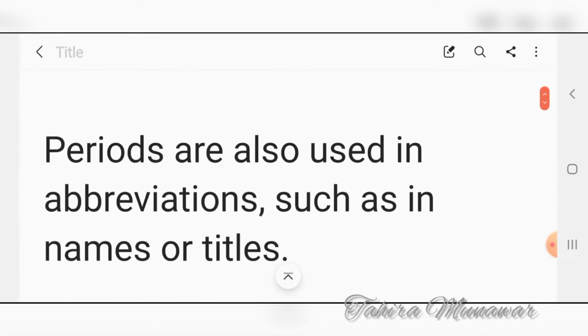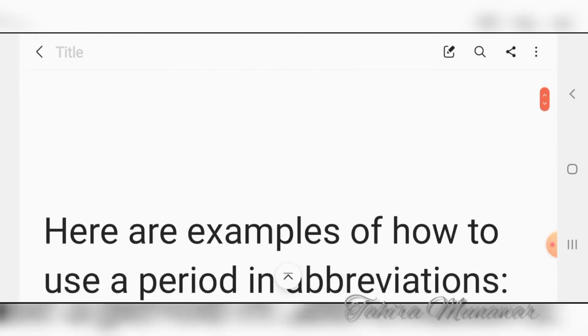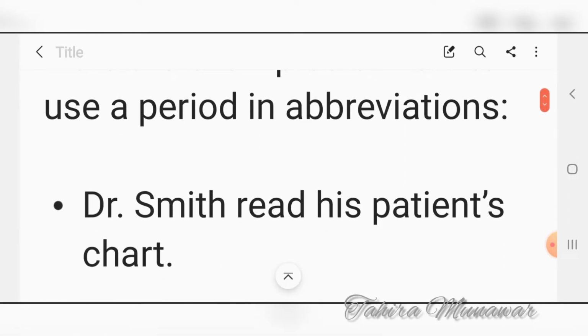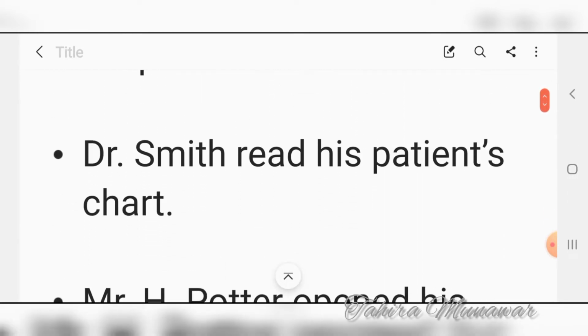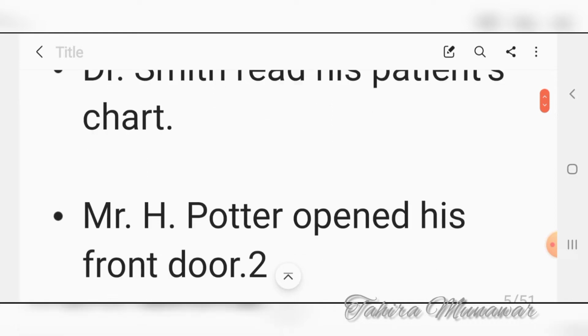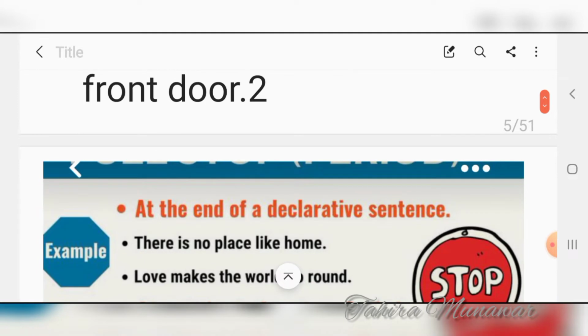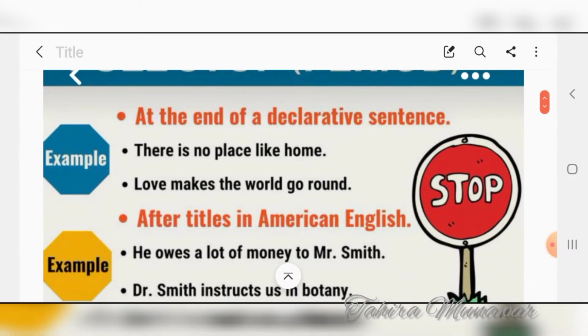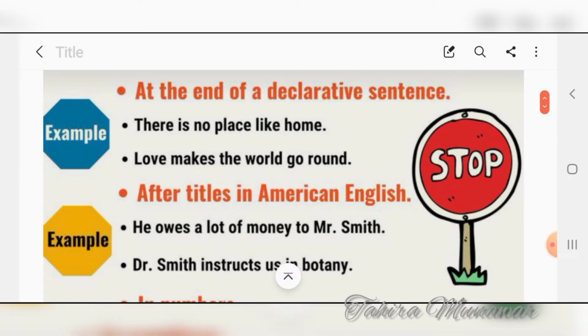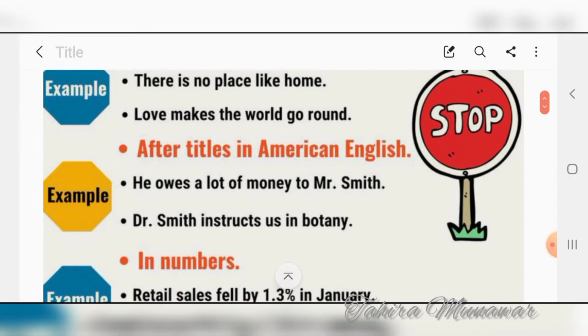Full stops or periods are also used in abbreviations, in names and titles. Dr. Smith, Mr. H.R. Potter. So look at the use. We have a quick review of the use of full stops. At the end of a declarative sentence, for example, there is no place like home.